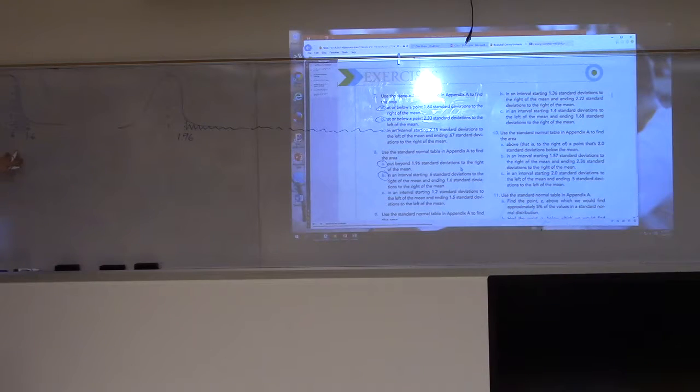How about an interval starting at 0.6 standard deviations to the right of the mean, and ending 1.6 to the right of the mean. So this, it's a lot. This we didn't, we're still doing that. Okay. So let's do it together. Okay. So let's look at 0.6. What do we find when we see 0.6 on that table? 0.7257. Alright, so that means 72% of the data is below 0.6.